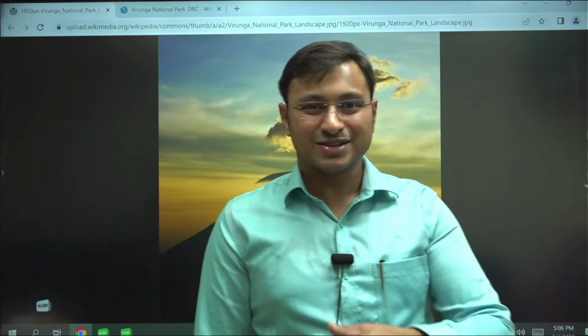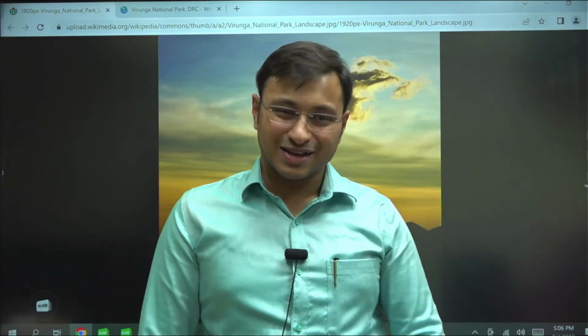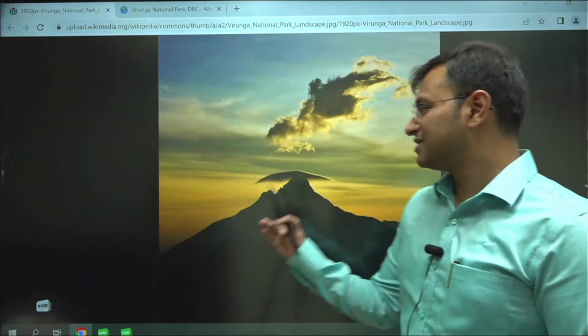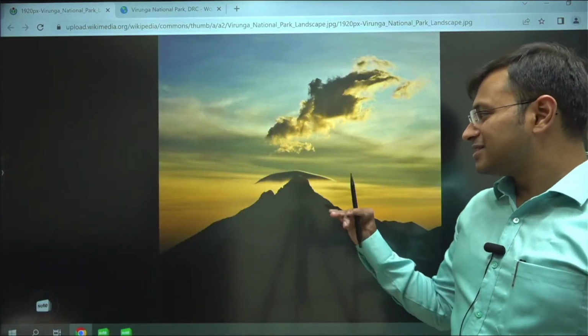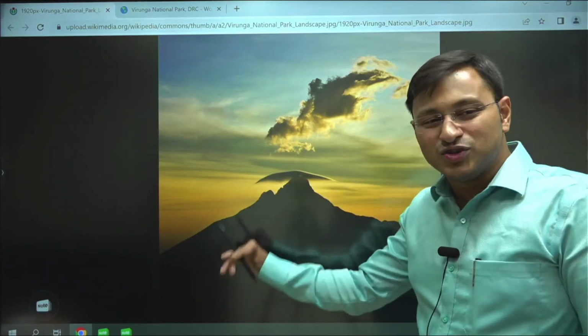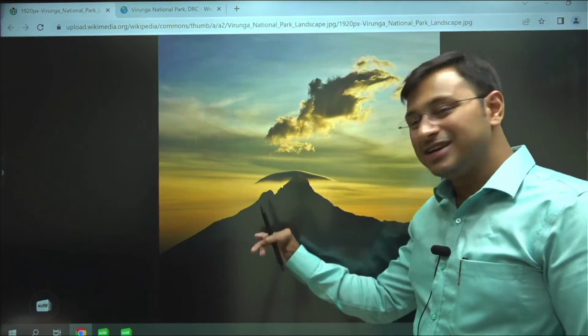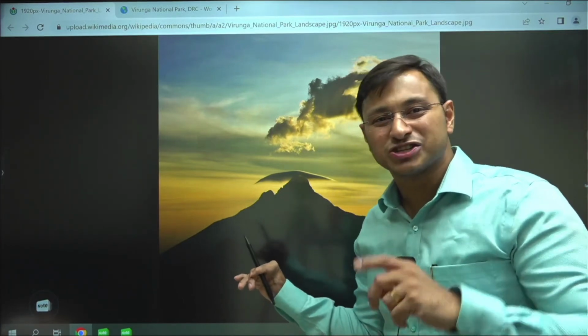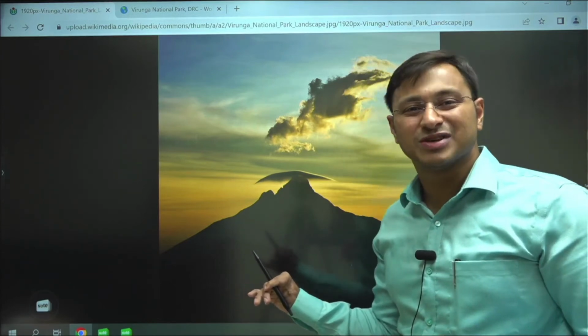And one of the locations which we did in the previous classes. So the location which you are seeing on the screen is called a mushroom cloud, okay, and the topography which you are seeing over here is the topography of Virunga National Park. You must be remembering the Virunga National Park from the equatorial regions perspective, okay.